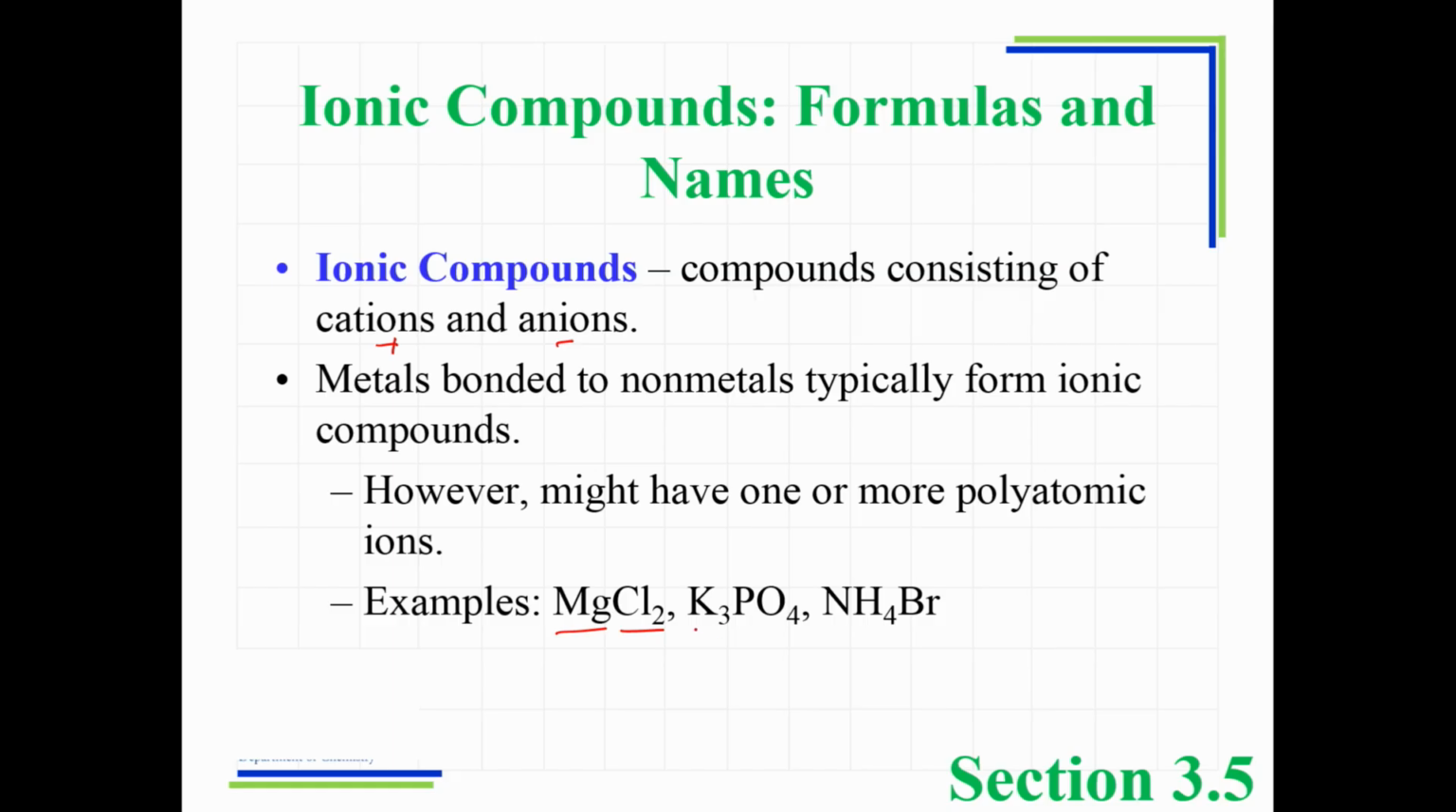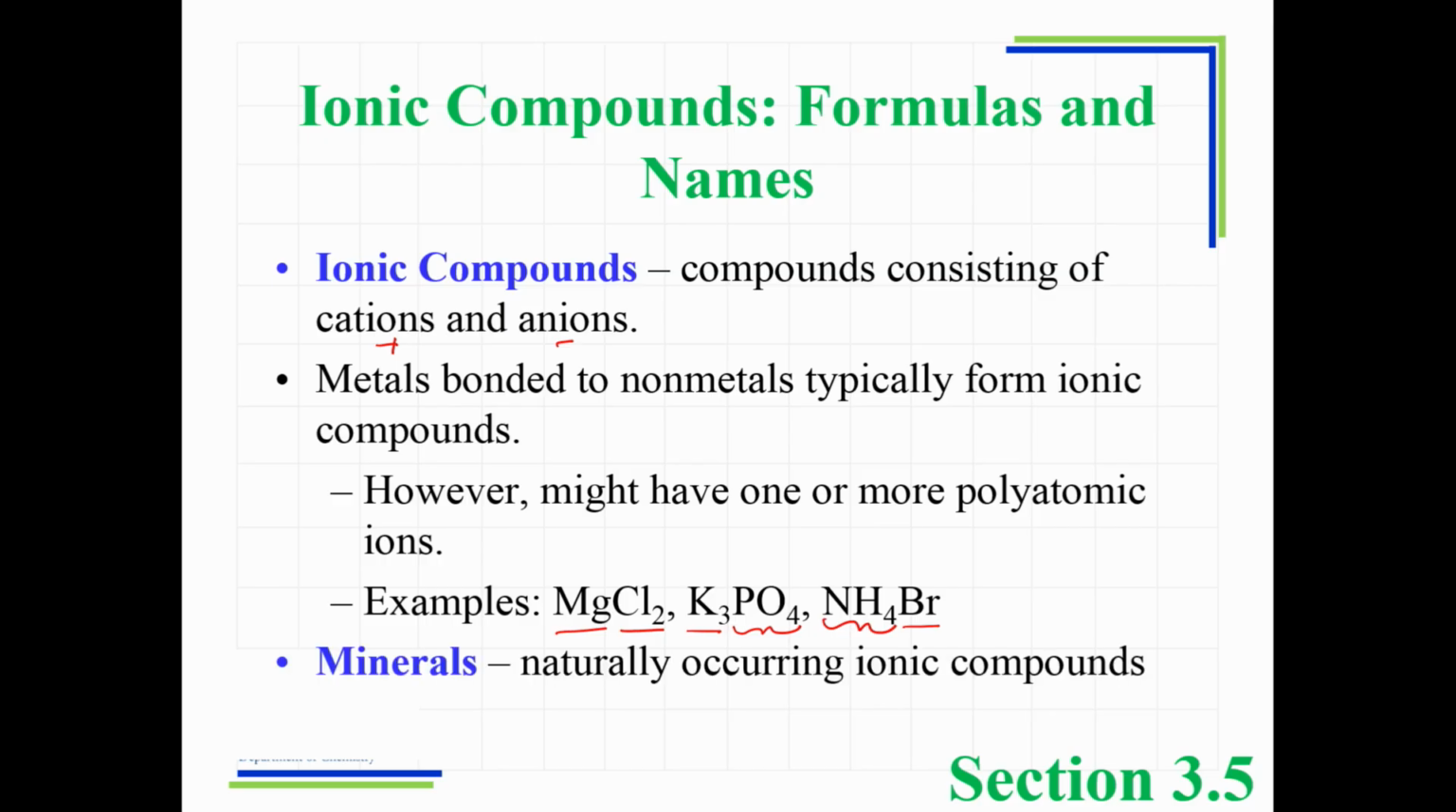The second example, I have a metal with a polyatomic ion, phosphate. If I'm not familiar with my polyatomic ions, I might think I've got a metal and two different nonmetal anions, and that's not the case. In the third example, I have a polyatomic cation. I'm familiar with ammonium, NH4+. There is the cation hooked together with a nonmetal anion. So those are some examples of ionic compounds.